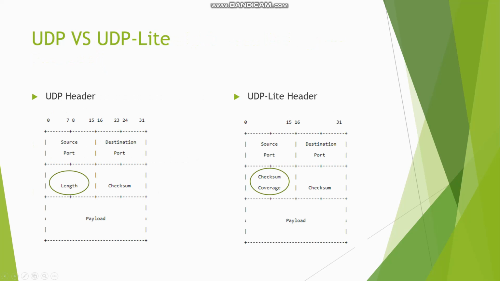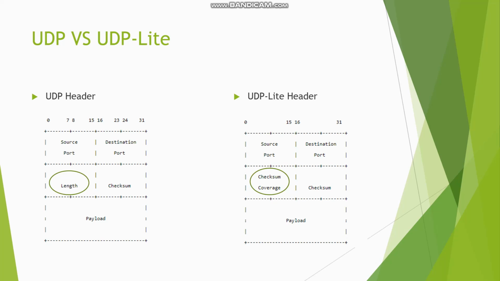The overhead of UDP Lite is 8 bytes, which is the same as UDP, but the difference between UDP and UDP Lite is in its header. The UDP header with 8 bytes is source port, destination port, length, and checksum respectively, and each part takes 2 bytes. While the parts in UDP Lite's header are source port, destination port, checksum coverage, and checksum.